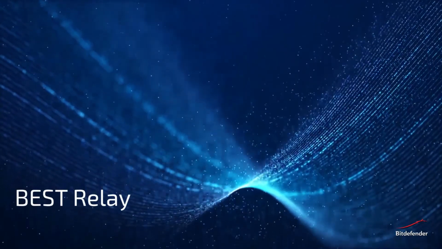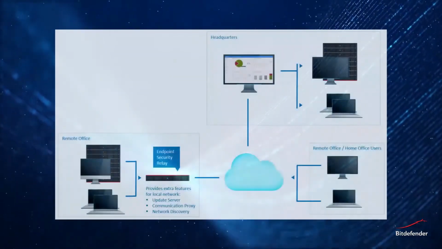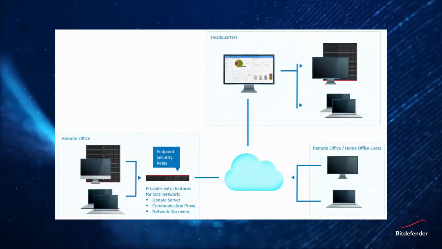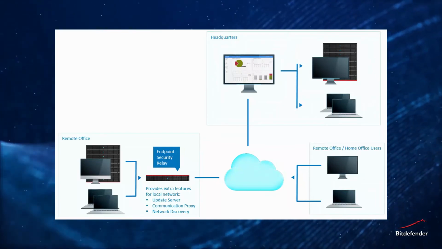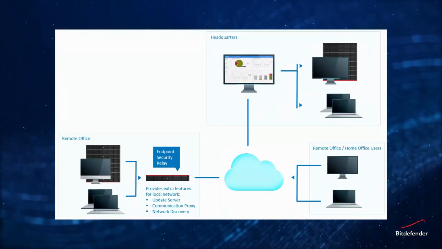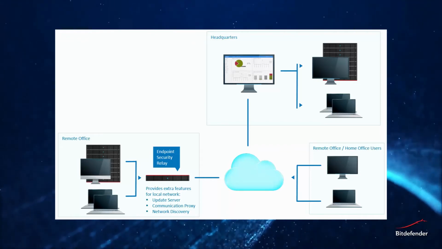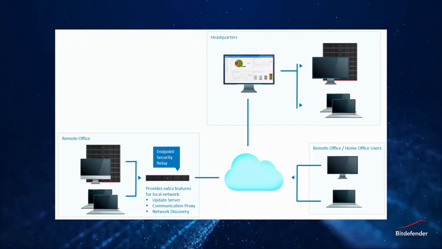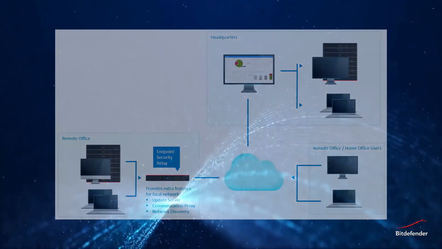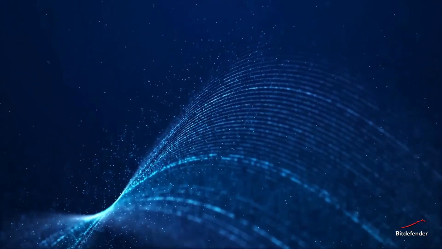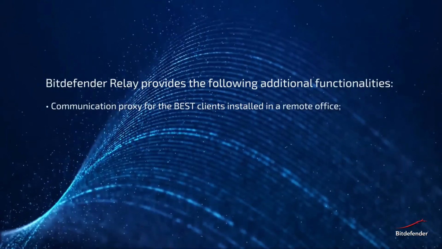BEST Relay. Endpoint Security Tools with Relay is a special role which installs an update server on the target machine along with endpoint security tools that can be used to update all the other clients in the network, lowering the bandwidth usage between the client machines and the GravityZone appliance. The relay role also provides communication proxy functionalities.